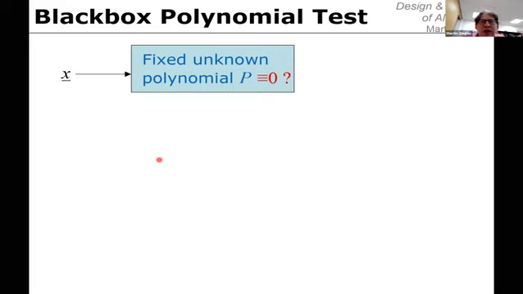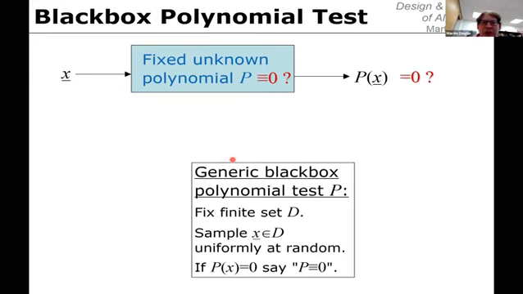So the kind of question you're allowed to ask is, give me some argument, and then I will tell you the value of this polynomial. You might be interested particularly in whether the value is zero or not. If it's not zero, then you immediately know that my polynomial is not the zero polynomial. But if the value is zero, you cannot be sure, because the argument x that you asked me for could be a root of the polynomial, although my polynomial is not the zero polynomial in general. That gives rise to the following generic black box polynomial test for my polynomial p.